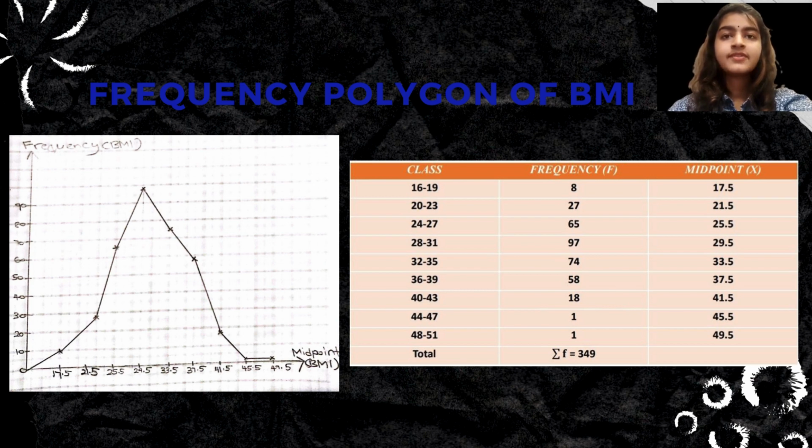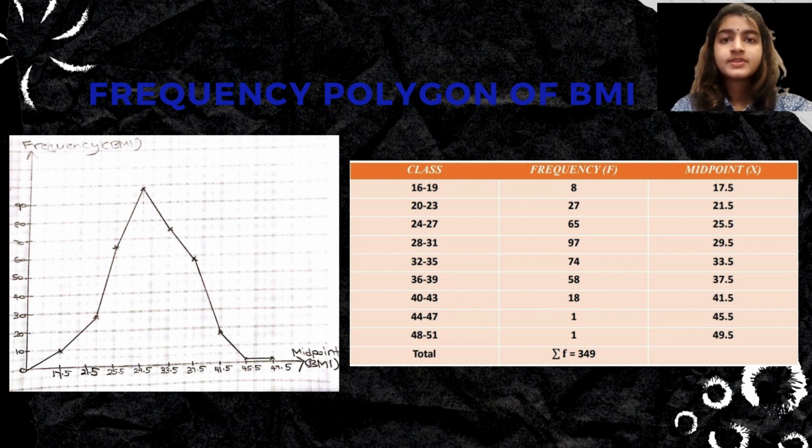Moreover, there are 65 frequency for class 24 to 27 and the midpoint is 25.5. Besides that, the class 36 to 39 has 58 frequency and the midpoint is 37.5. The class 20 to 23 has 27 frequencies and the midpoint is 21.5. Then there are 18 frequency for class 40 to 43 and the midpoint is 41.5. The class 16 to 19 has 8 frequency and the midpoint is 17.5.